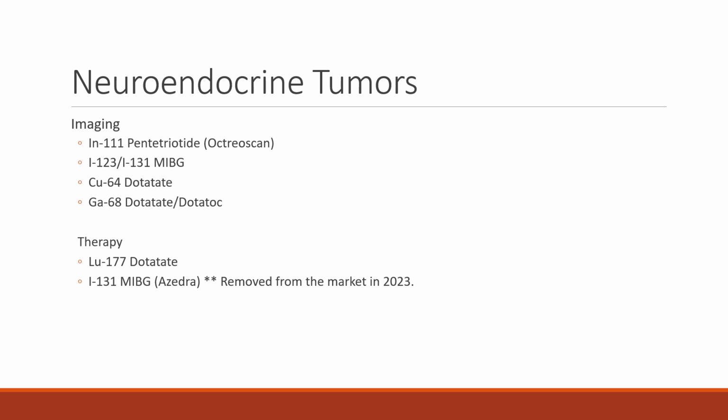I-123 MIBG has fairly good image quality and is used in pediatric patients who are suspected of pheochromocytoma or neuroblastoma. And then for the PET agents, we have copper-64 dotatate or gallium-68 dotatate, gallium-68 dotatoc, or even gallium-68 dotanoc. A lot of dotas. And then for the therapy, we have lutetium-177 dotatate. We also have I-131 MIBG with a brand name of Azedra.